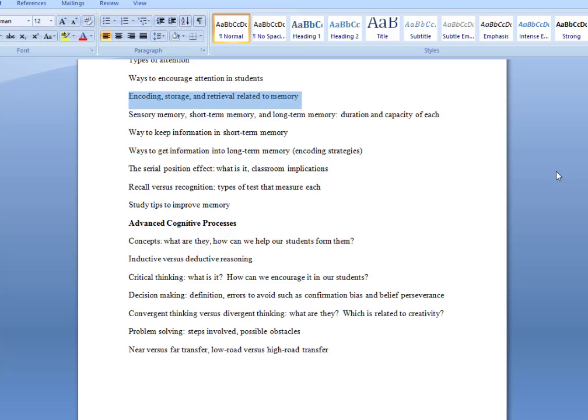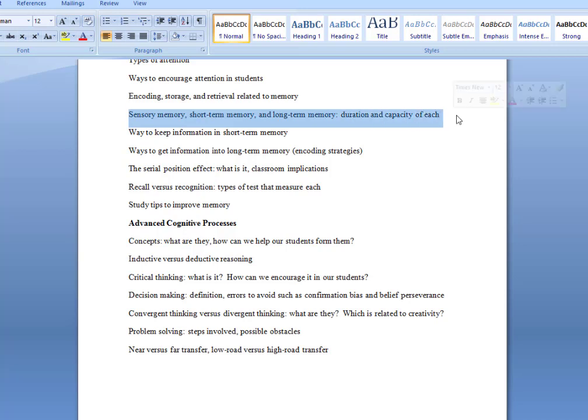So at any point during this process, our memory can break down. It could be that we didn't pay enough attention, and so it either was not encoded or it was encoded in a wrong form. Or we could have difficulty storing it. We get it in, but we lose it before we can use it. Or with retrieval, it's there, but we have a difficult time retrieving it. So we can have a problem at any step along the way.